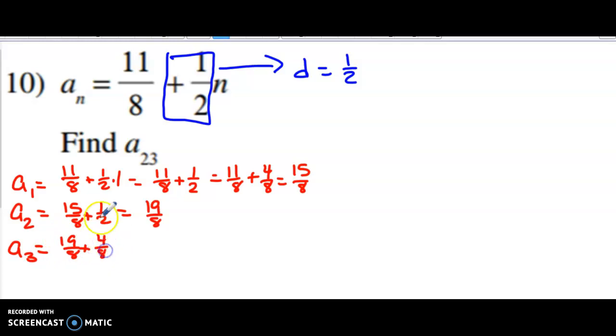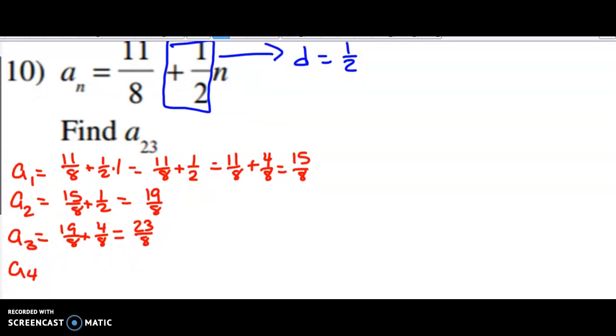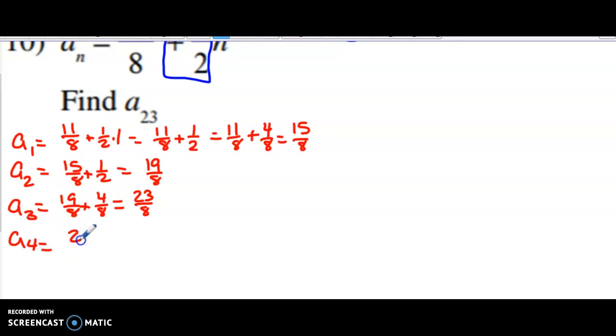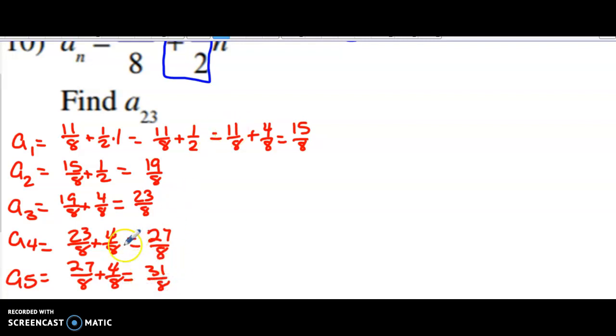Remember, 4/8 is the same thing as 1/2. It's just the same denominator, and we have to have like denominators in order to add. So this is going to give me 23/8. A sub 4 is going to be 23/8 plus 4/8, which gives me 27/8. And a sub 5 is going to be 27/8 plus 4/8, which gives me 31/8. So those are my first 5 terms here.